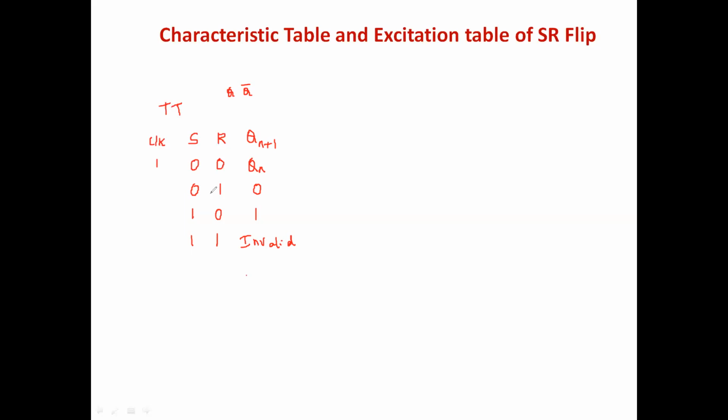Next we'll go for the characteristic table. So what is the characteristic table? By knowing the present input and the previous output, I can predict what will be the output of the next state. How can I predict the output of the next state? That is given by the characteristic equation. So this is the characteristic table.